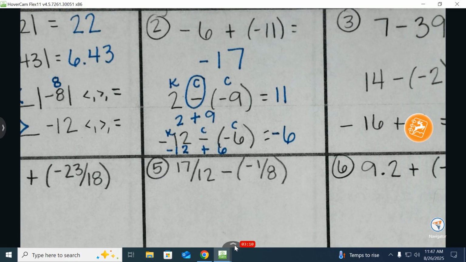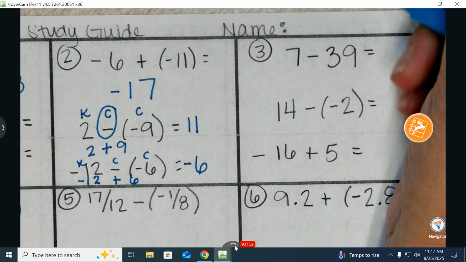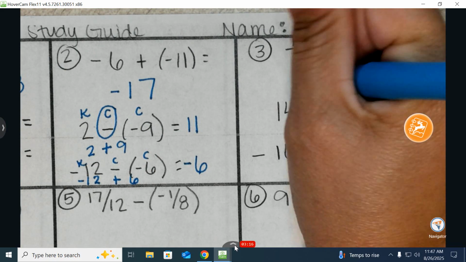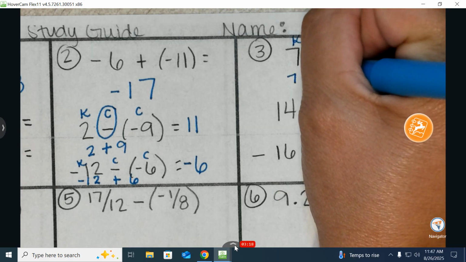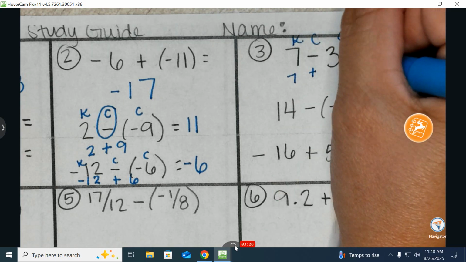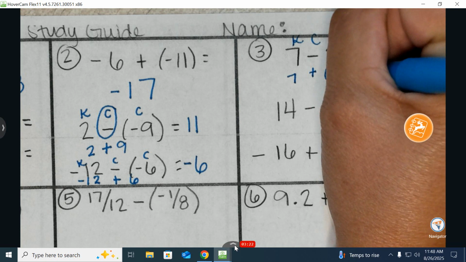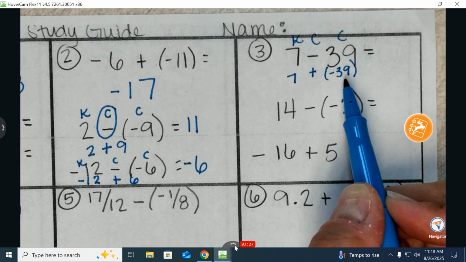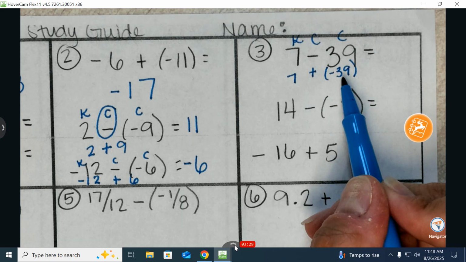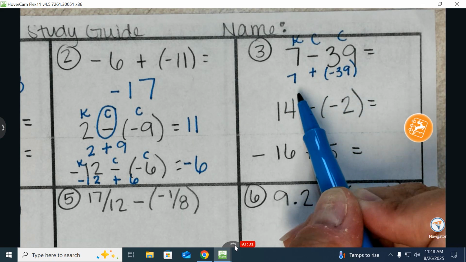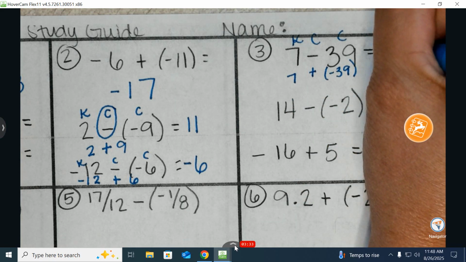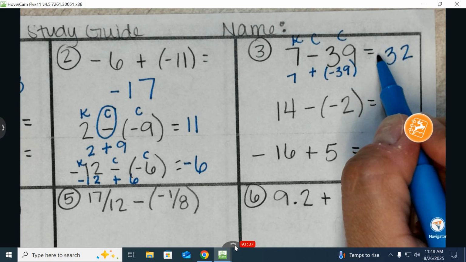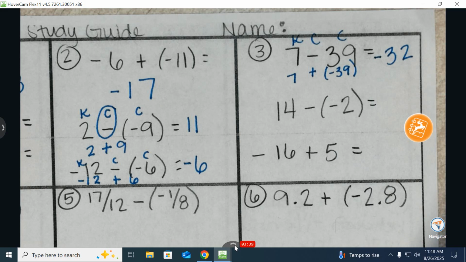Okay, looking at these. It is a subtraction problem, so it is still keep, change, change. Keep your 7, change it to addition, and 39 becomes negative 39. Adding with unlike signs, you actually subtract, so 39 minus 7 is 32, and then negative 39 has a larger absolute value, so it's negative.